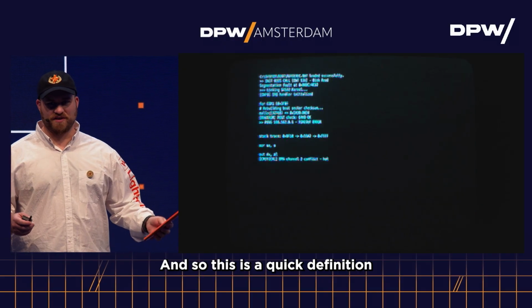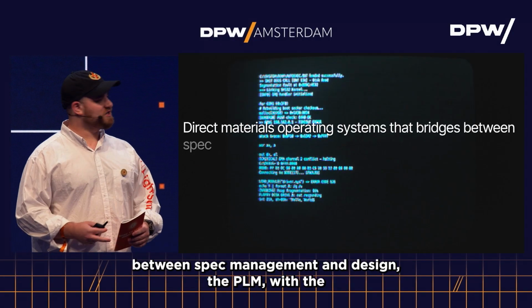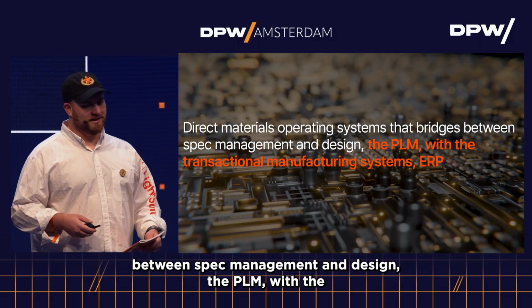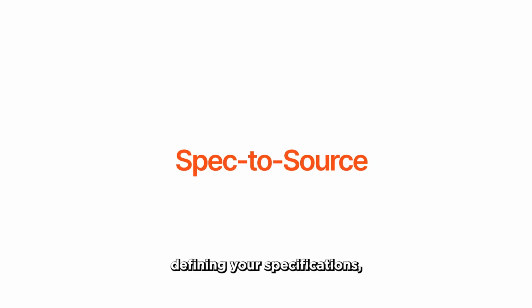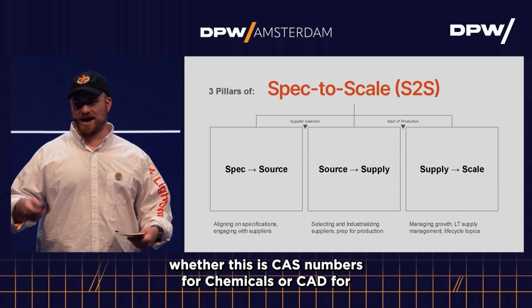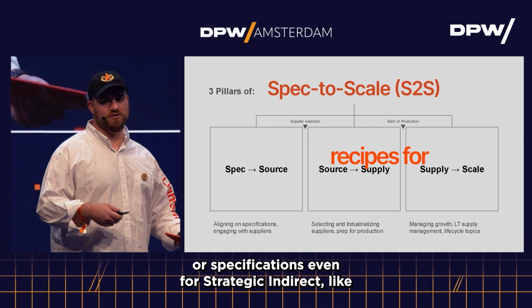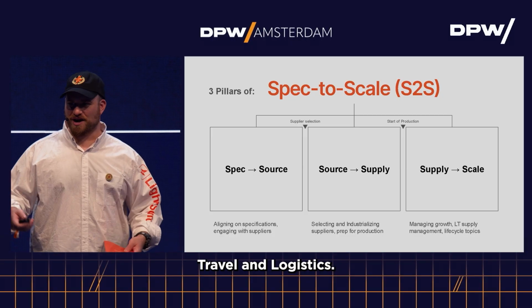And so this is a quick definition of what Spec to Scale is. It's a direct materials operating system that bridges between spec management and design, the PLM, with the transactional manufacturing systems, ERP and MRP. And so Spec to Source is defining your specifications, whether this is CAS numbers for chemicals, or CAD for automotive, or recipes for food, or specifications even for strategic indirect like travel and logistics.